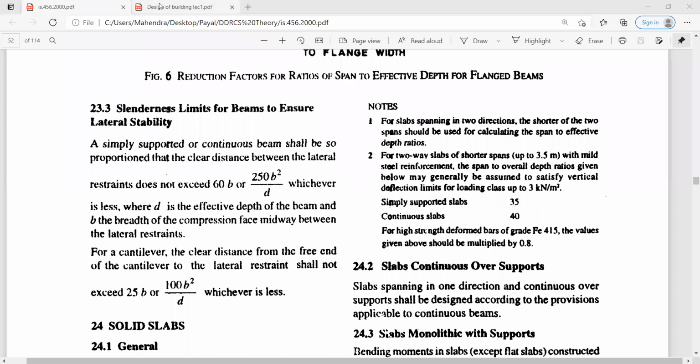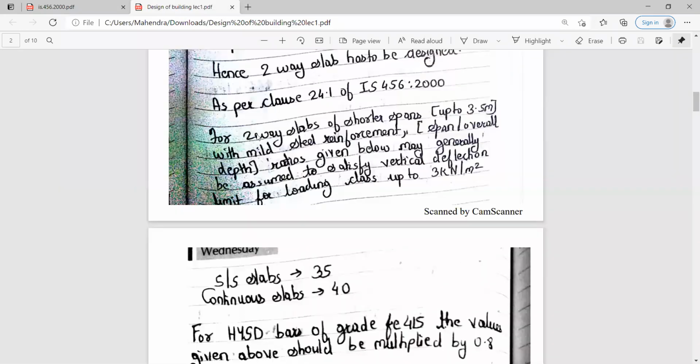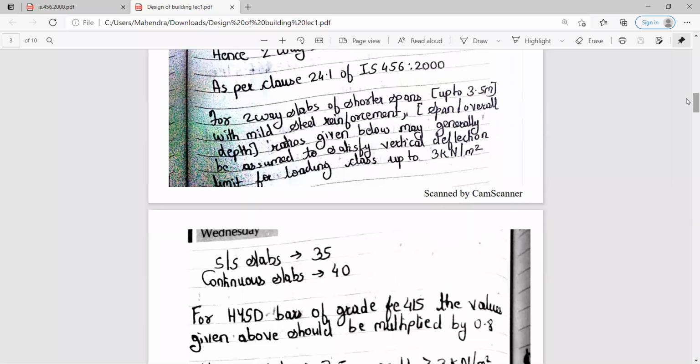So according to this clause, we will proceed further, that is as per clause 24.1 of IS 456/2000. Same I have written over here, that is mentioned in the IS code. So note down this one, as per clause 24.1 of IS 456/2000 for two-way slab.